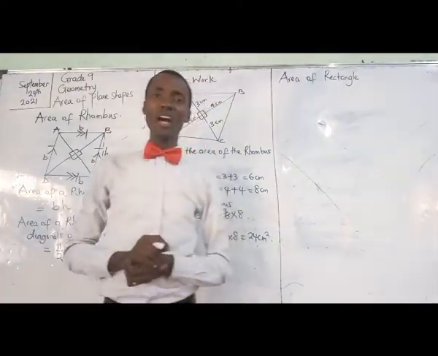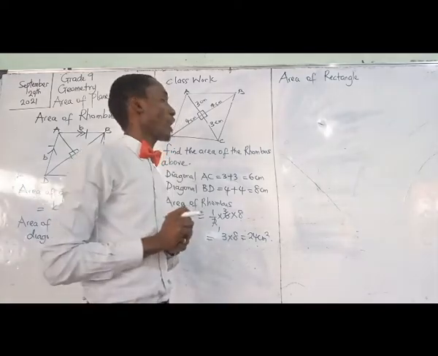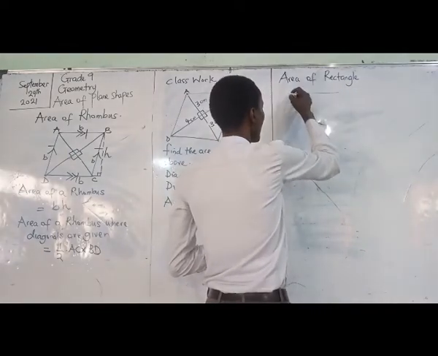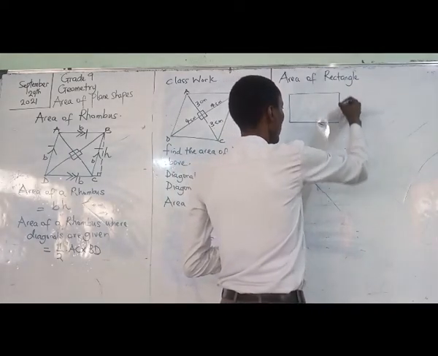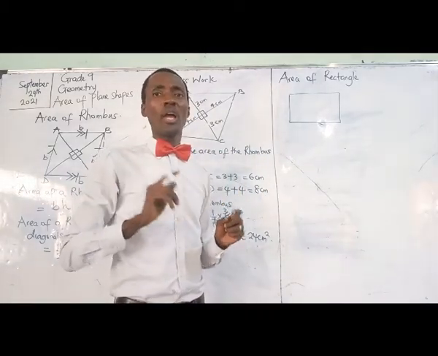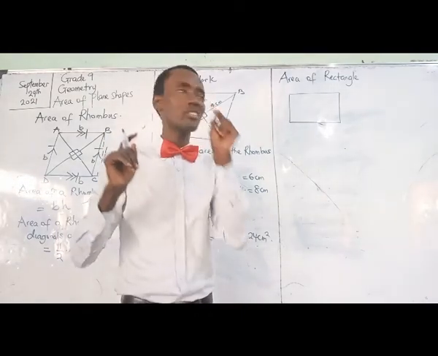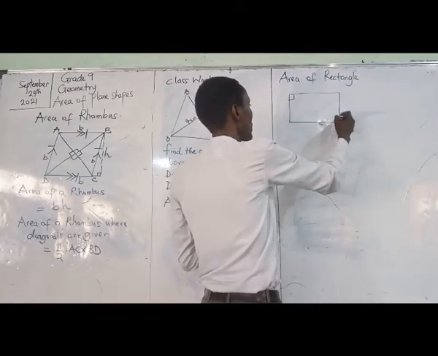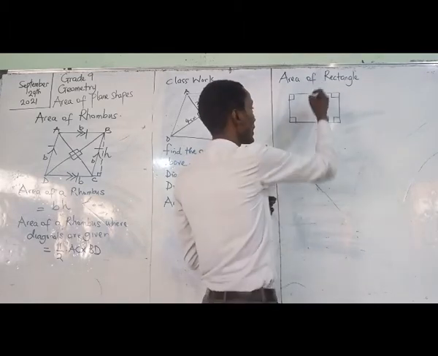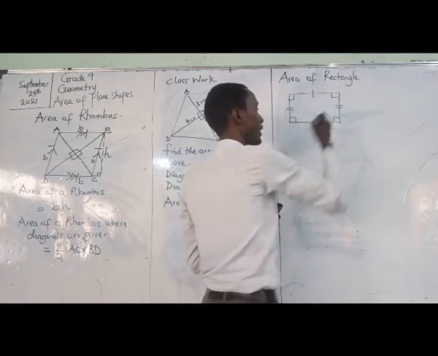Okay, by way of reminding ourselves, we can also consider the area of a rectangle and also consider the area of a square. Now, we know that a rectangle is a parallelogram. A rectangle is a special type of parallelogram where all the angles are 90 degrees each. So this is 90 degrees, this is 90 degrees, this is 90 degrees, this is 90 degrees. And this side is equal to this side, and this side is equal to this side.